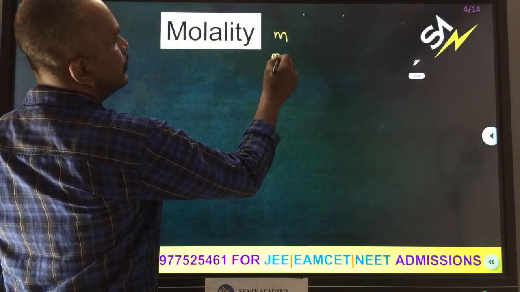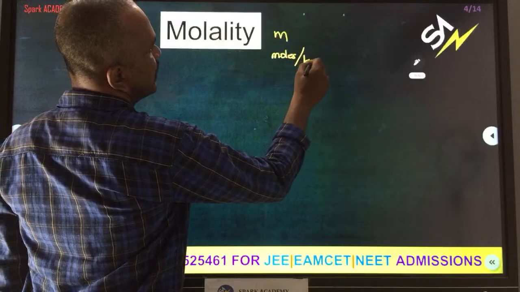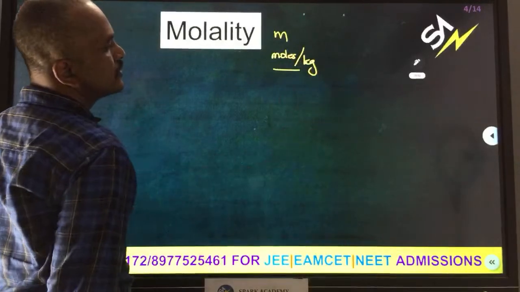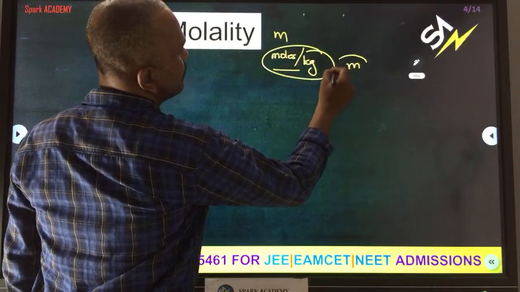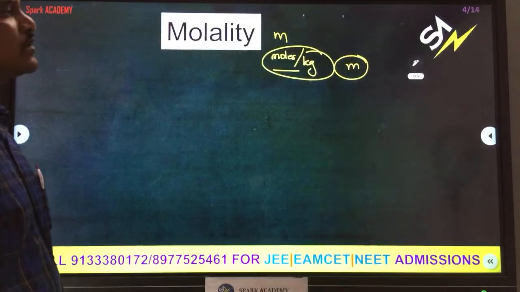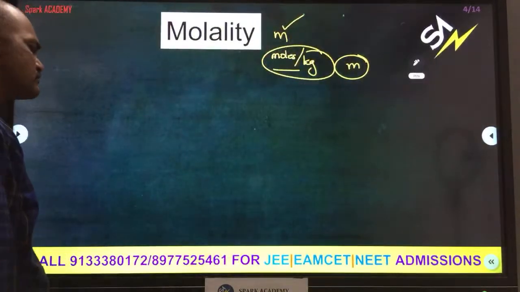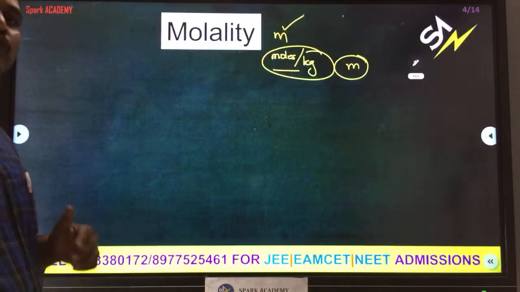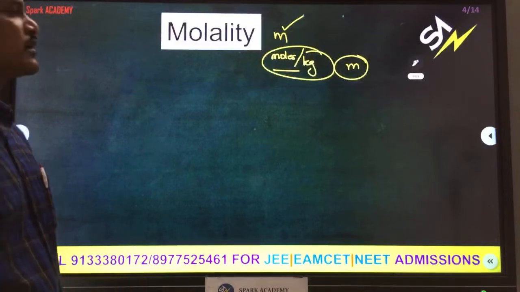Moles per kilogram. This we denote with the small m. These are the units of molality, and molality is denoted with the small m. Understood this one? Capital M means molarity. Small m means molality.